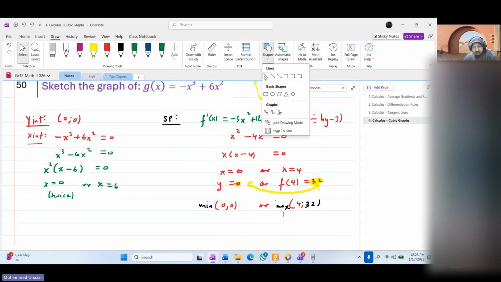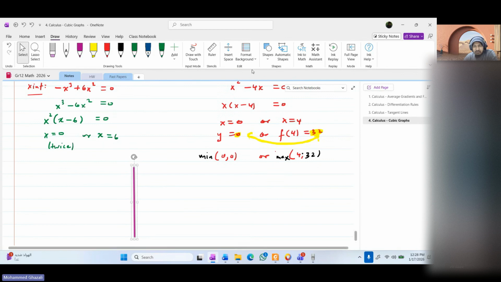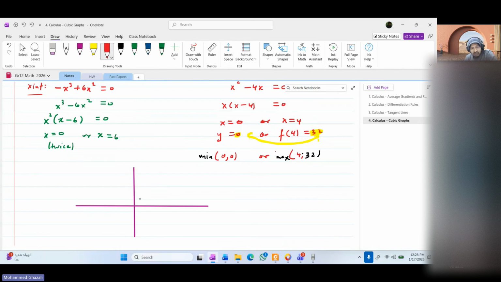Because it's simple. I'm not finding the inflection point, by the way, all right? If they ask you for the inflection point, then you put it, otherwise you don't. In this case, I'm not putting inflection points because that's easy. Just take the double derivative, make it equal to 0, and see where the concavity is changing. Anyways, this is 0, right? And this is 0 and the y-intercept is also 0, and this is 6, right?